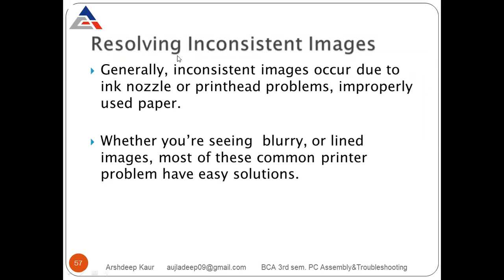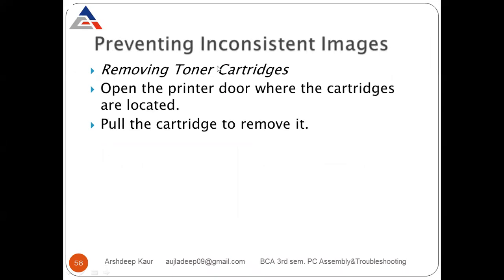Next is, how can we resolve the inconsistent images problem? Inconsistent images occur due to ink nozzle or print head problems, or improperly used paper. These are some of the reasons due to which we get the inconsistent image problem. Whether you are seeing blurry or lined images, most of these common printer problems have very easy solutions. When we find all these types of problems, we can overcome them by using some very easy solutions.